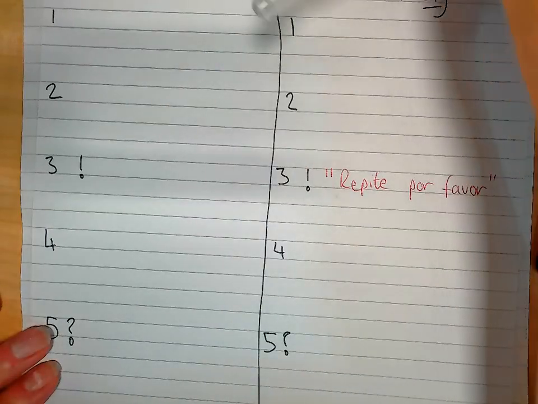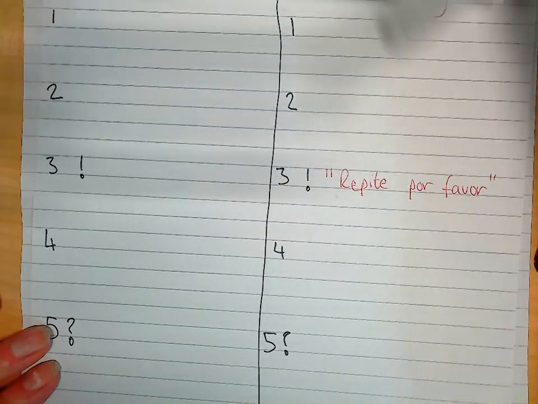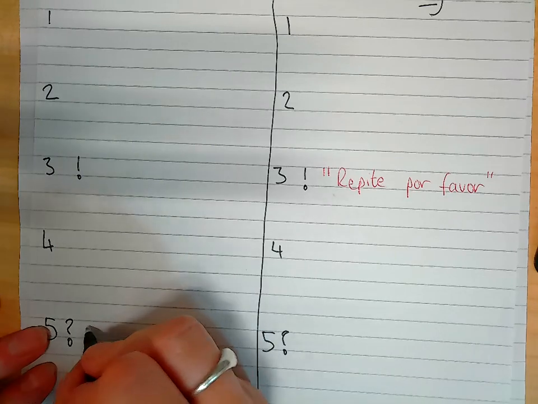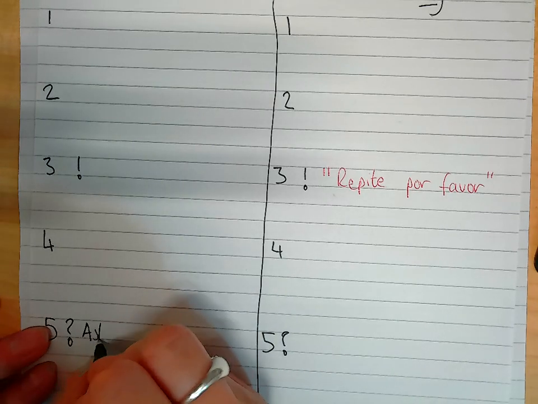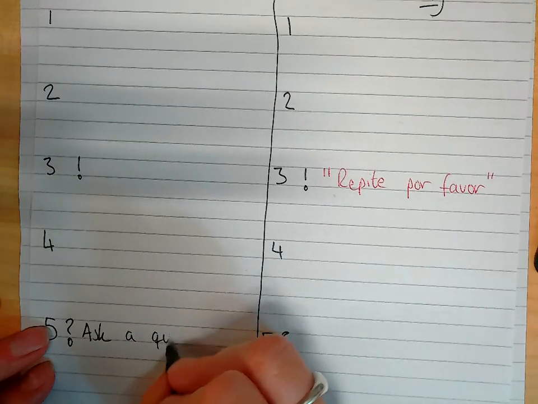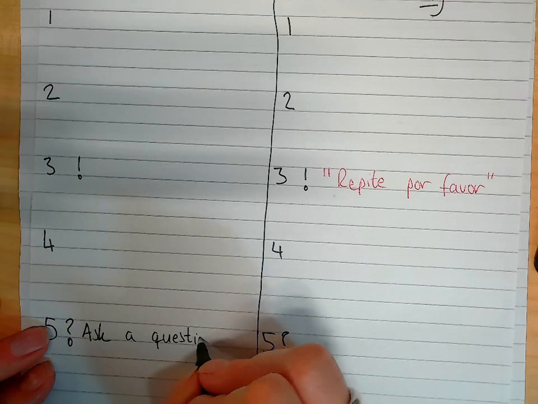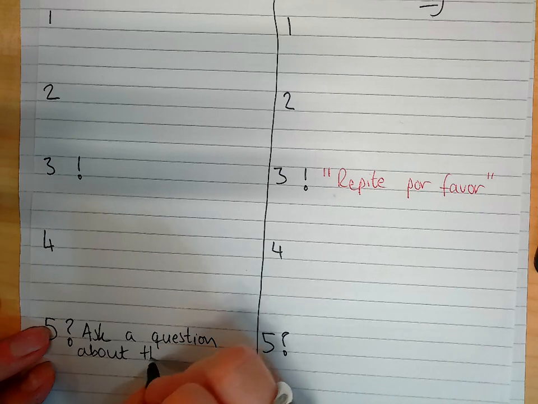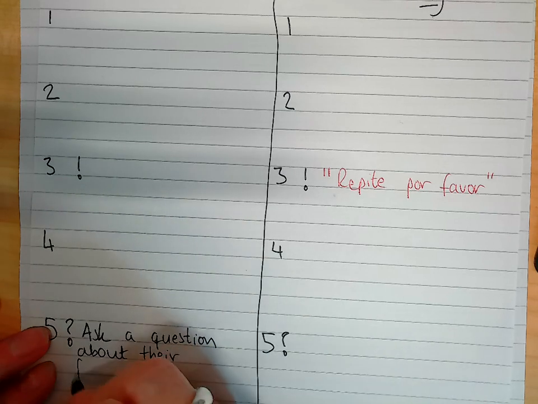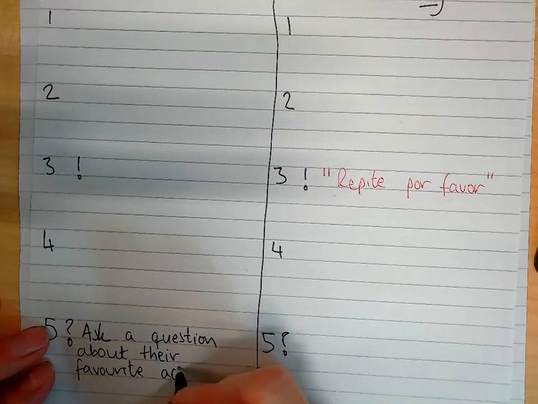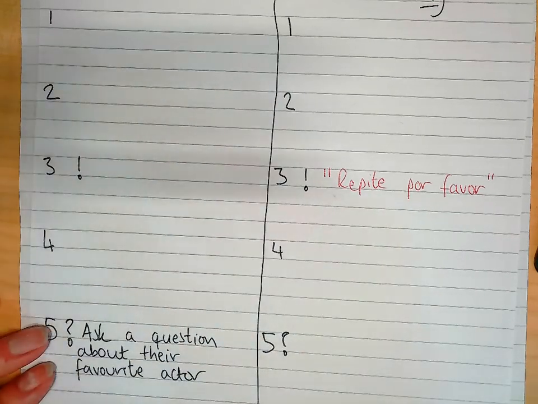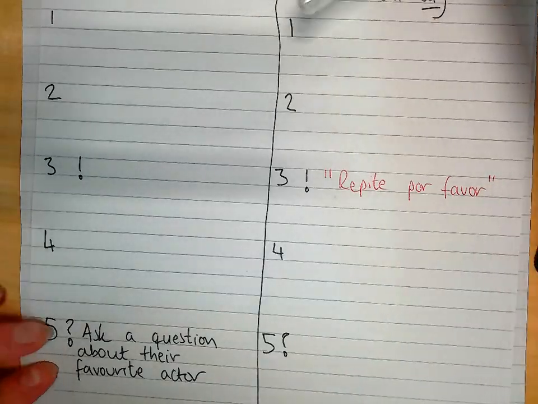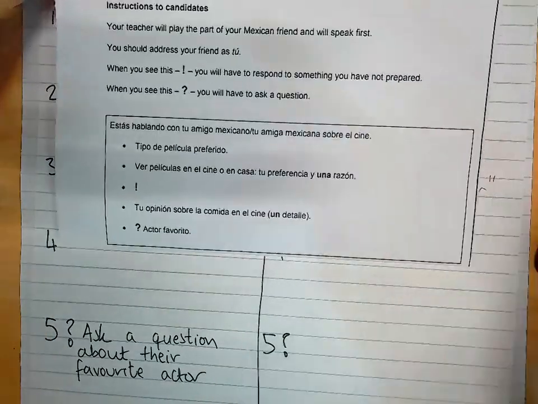In this case, the question is about favourite actor. I'm going to go straight ahead here and put that I need to ask a question about, so that's the examiner's favourite actor. So I know that that's what I'm doing for part 5. Okay, now let's go back to the role play.